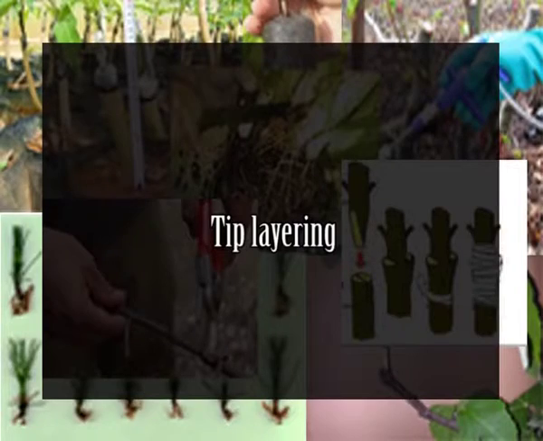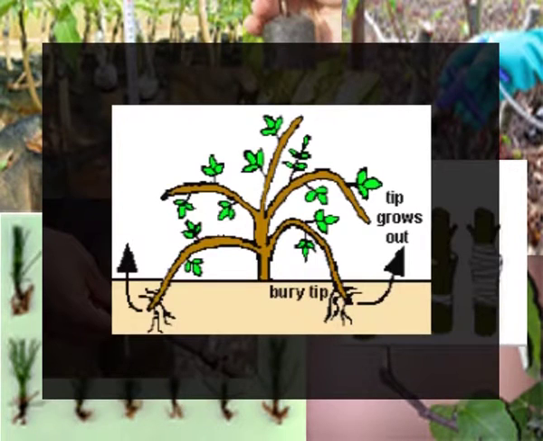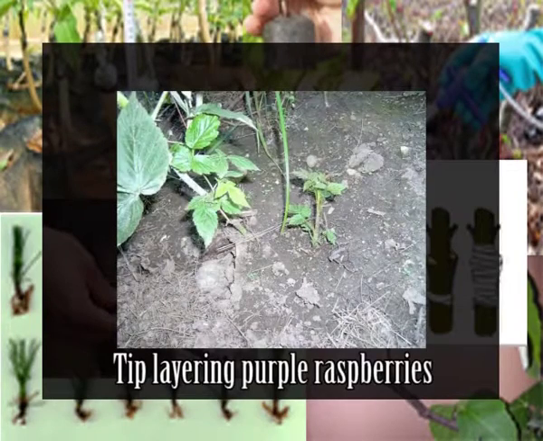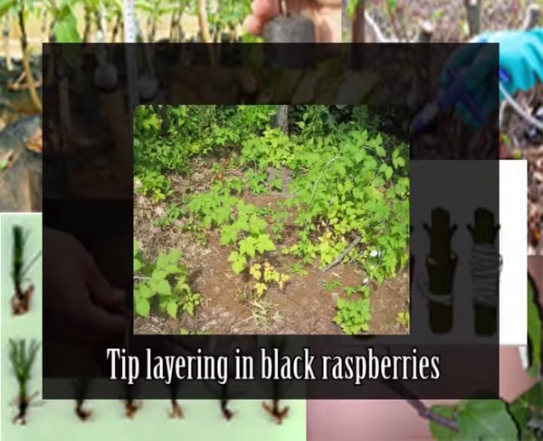Now layering can be of the following types. Number first, tip layering. In this method, a hole 3 to 4 inches deep is dug and the shoot tip is inserted and covered with the soil. The tip grows downwards first, then bends sharply and grows upwards. Roots develop at the bend and the recurved tip becomes a new plant. The tip layer is then removed and planted in early spring or late fall. Examples include purple and black raspberries or trailing blackberries.